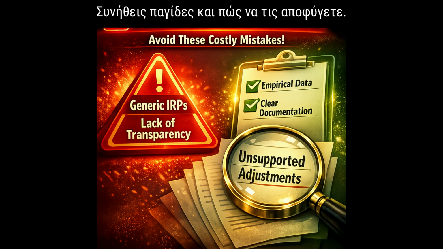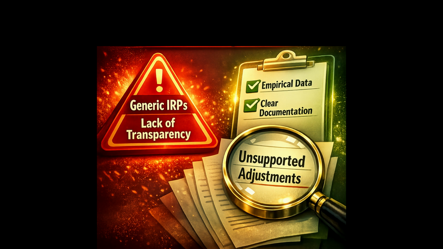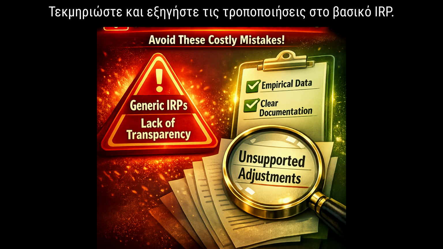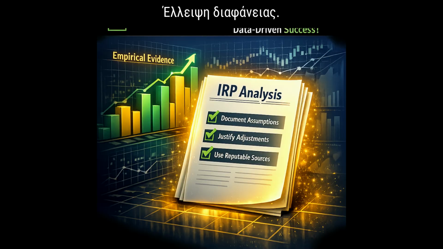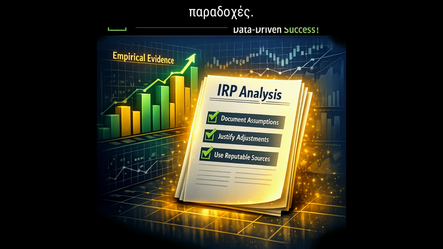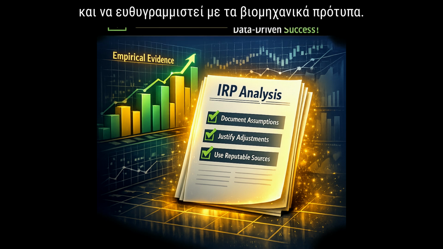Common pitfalls and how to avoid them. Generic or unsupported IRPs. Use reputable, current sources. Ignoring company-specific risks. Document and explain modifications to the base IRP. Lack of transparency. Provide clear, step-by-step documentation of calculations and assumptions. Subjective judgments. Justify adjustments with empirical evidence and align with industry standards.